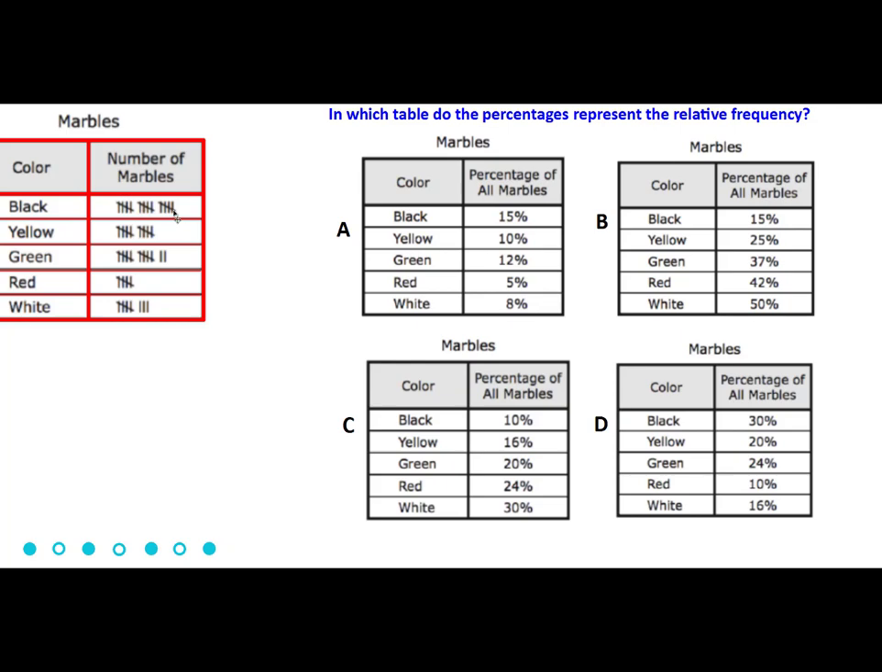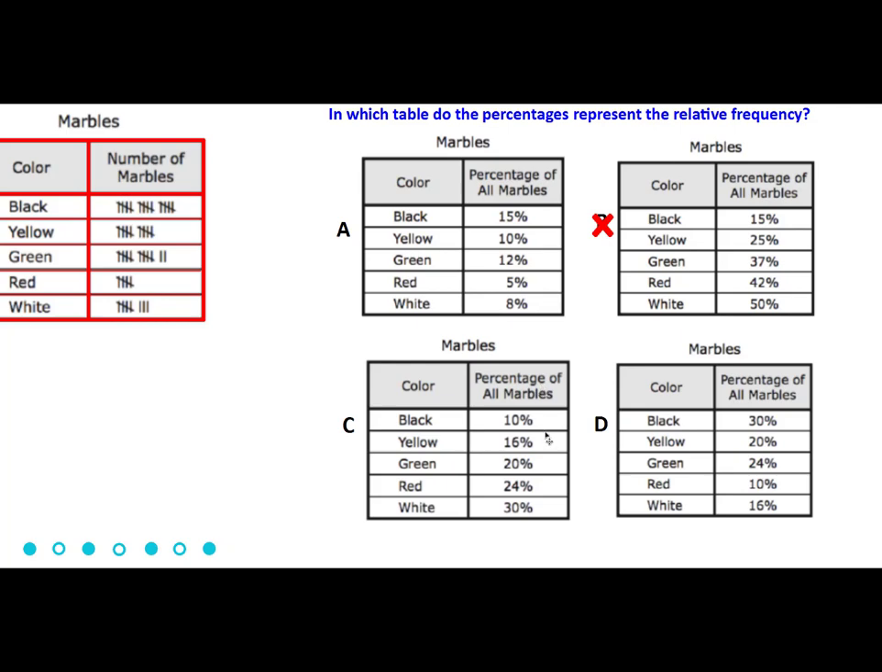I'm going to go over to my data charts, and I'm going to see if black has the largest percent. Well, here I see that, yes, 15% is the largest. It could be A. I go to B. Well, black is not the largest. In this case, it says white is. So, no, it's not B.